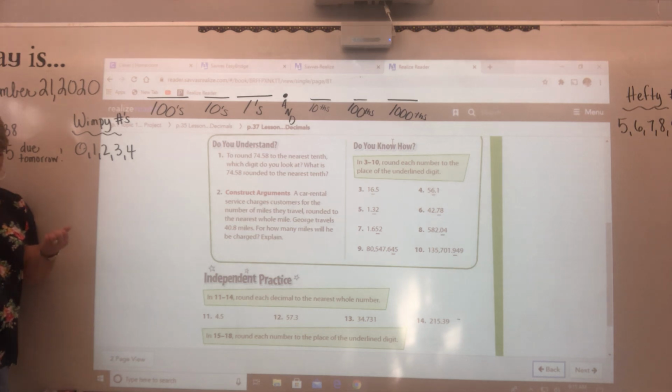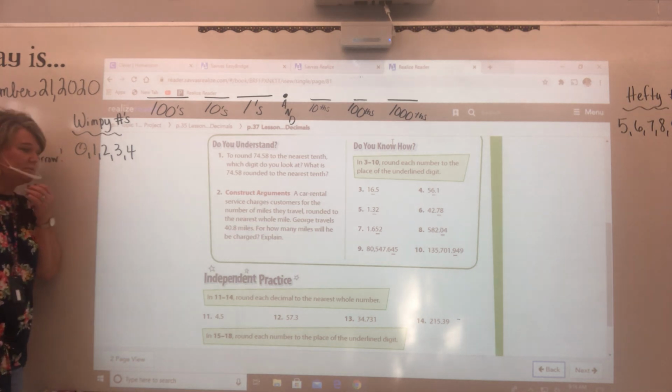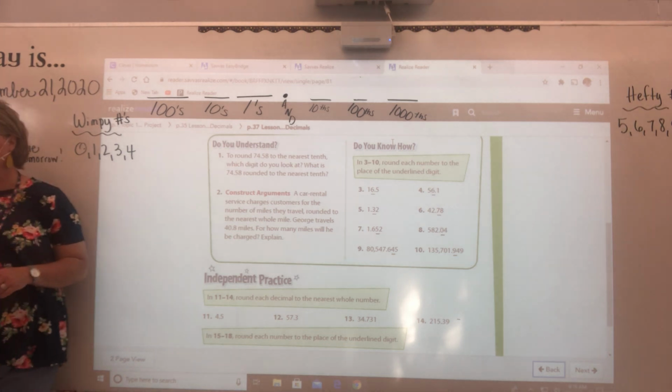This is all in your notes. You're going to use this all day long today. Hefty numbers and wimpy numbers. And then you need the tenths, hundredths, and thousandths, and ones, tens, and hundreds. Okay, when you get that written, look at me so I know that we're ready to go.